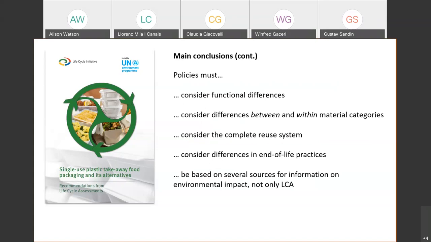So policies on single-use plastic takeaway food packaging and its alternatives must consider functional differences, for example, how well it prevents food waste, but also different materials may be suitable for different types of packaging and different types of food. They must consider differences between and within material categories. They must consider the complete reuse system, including transportation and washing practices, and not just the number of reuses, although that's very important as well. They must consider differences in end-of-life practices. Again, this is important for all these product categories we talked about today. And they must be based on several sources of information, not only LCA. Please, next slide.